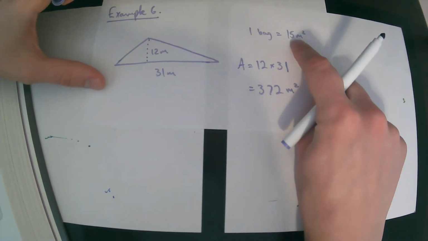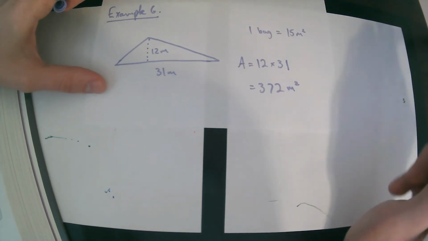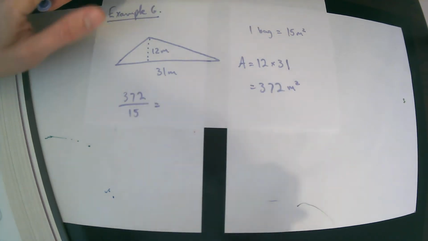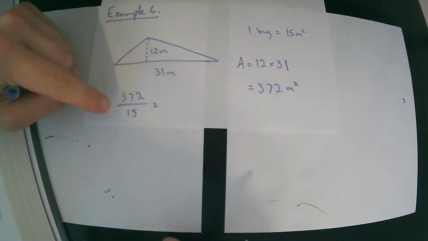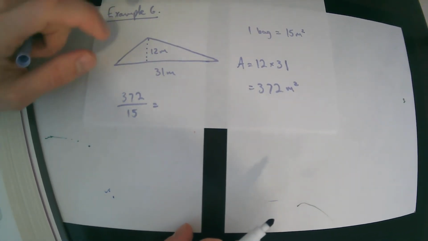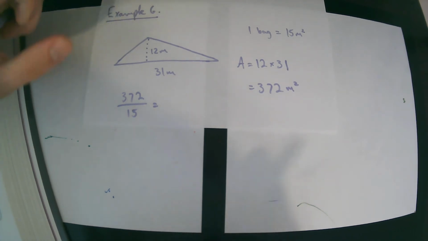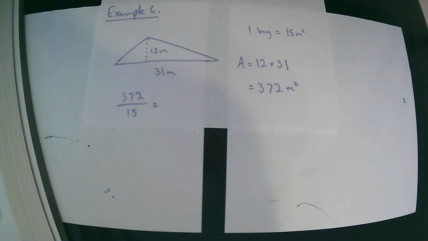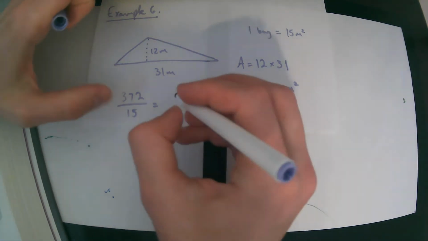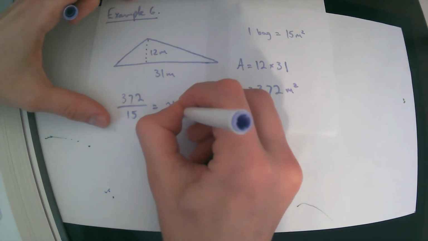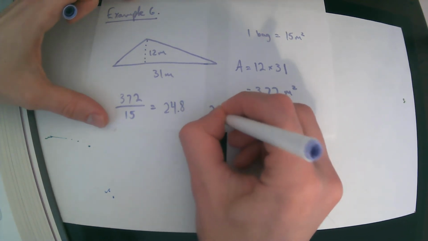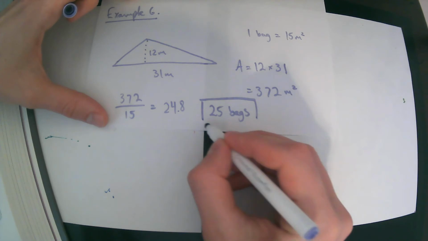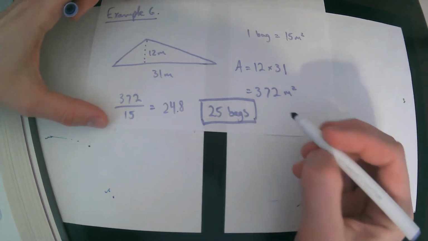We'll divide by 15 to figure out how many bags we need. So 372 divided by 15. So if it was like 30, you would have 2 bags. If it was 45, that would be 3 bags. If it was 150, that would be 10 bags. What if it's 372? Well, just divide by 15. We're getting 24.8. So we'll say 25 bags, because you can't buy 0.8 of a bag. We're assuming that is not possible.